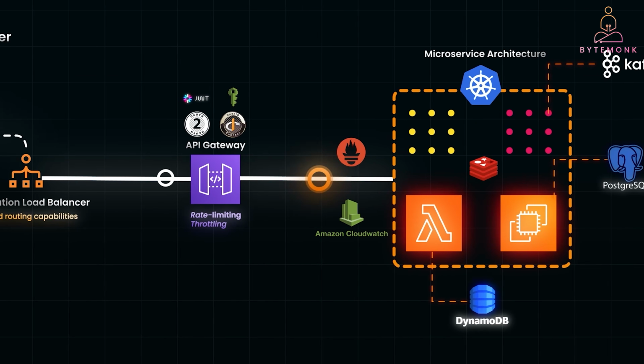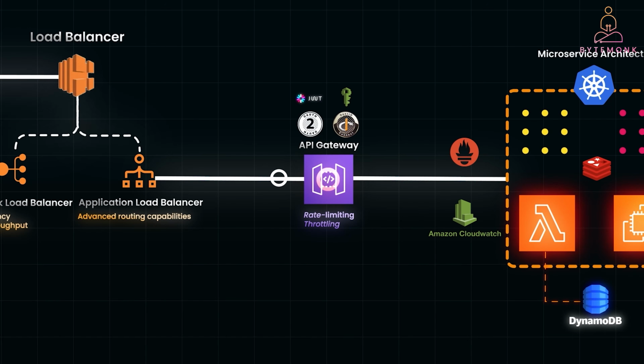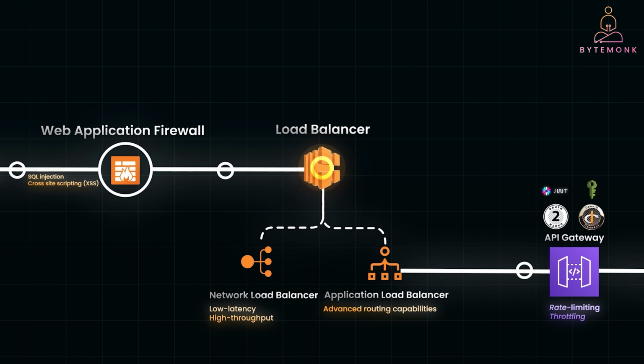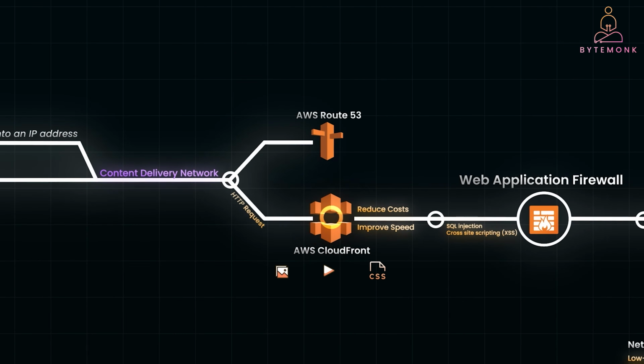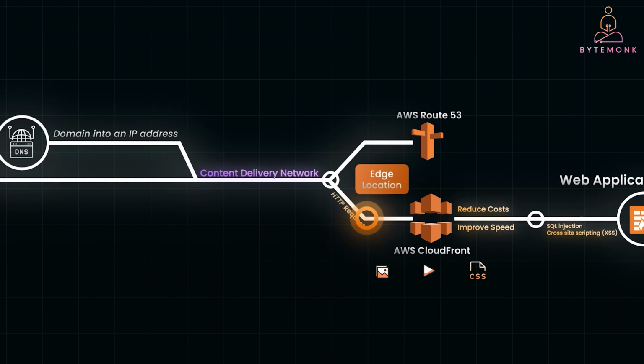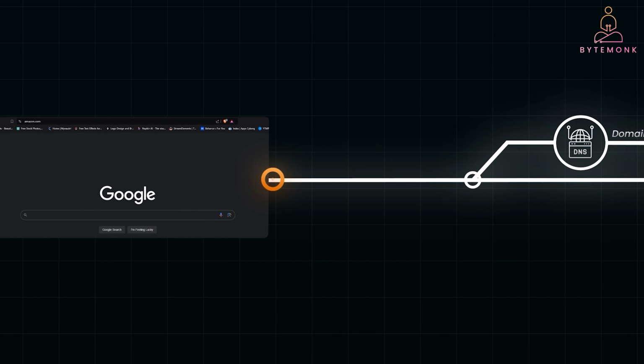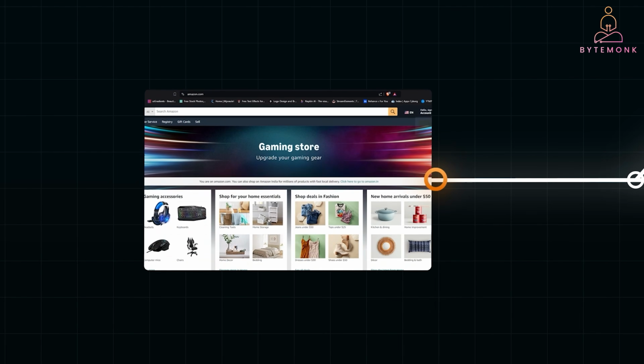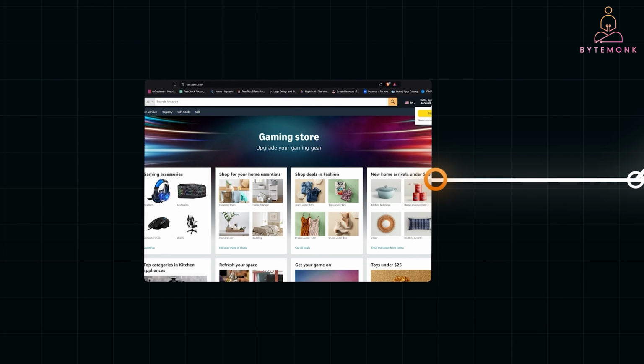So the processed response is sent back to the API gateway, which may apply additional formatting or transformations before routing it to the client. The load balancer efficiently routes the response back to the user's original request, balancing any outgoing traffic if necessary. And if any static content was part of the response, such as images or cached data, it can be served directly from a CDN edge location to minimize latency, ensuring a quicker response. Finally, the response reaches the user's browser or mobile app, displaying the requested data, completing the full request-response cycle.